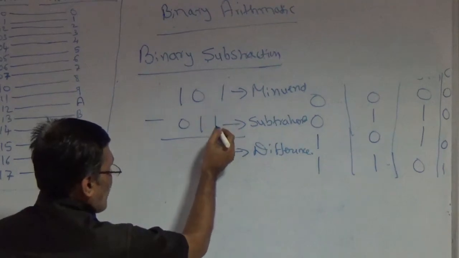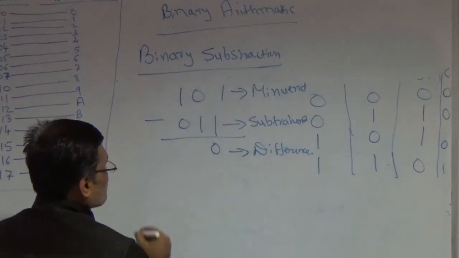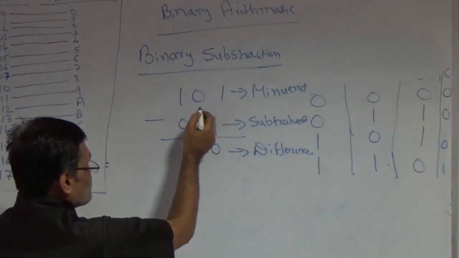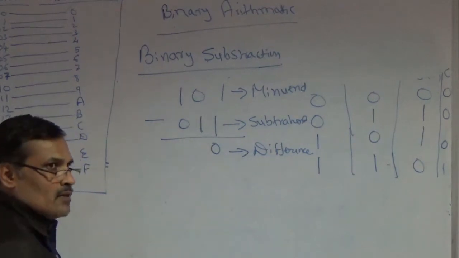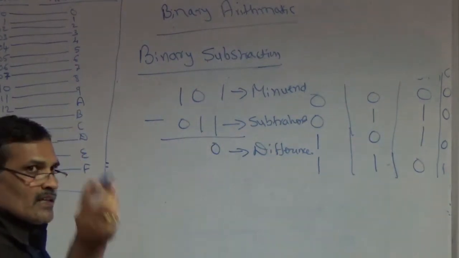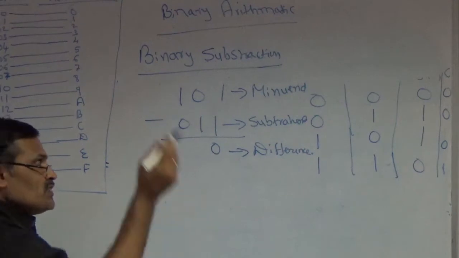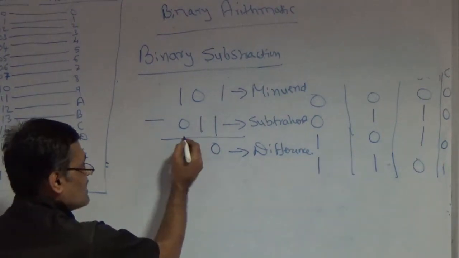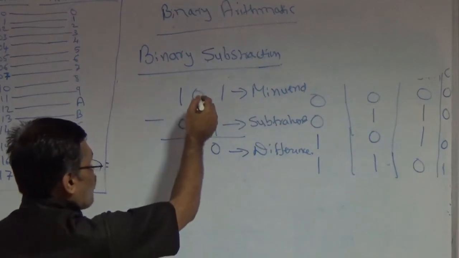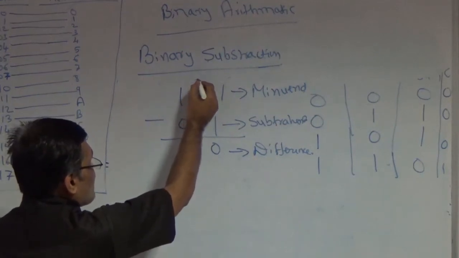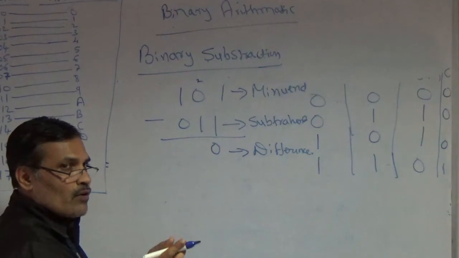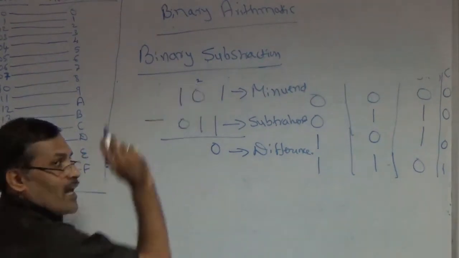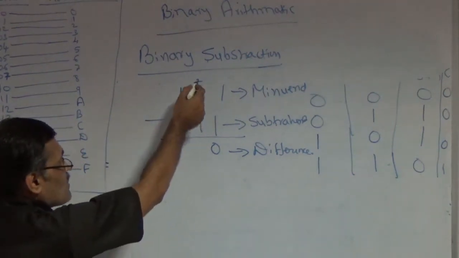1 minus 1 is 0 only. Now 0 minus 1 cannot be performed. In decimal arithmetic, what do you do? You just borrow 1 from the next higher digit. In the same way you are borrowing here. In decimal, if you borrow, it becomes 10, but in the binary number system it becomes 2.